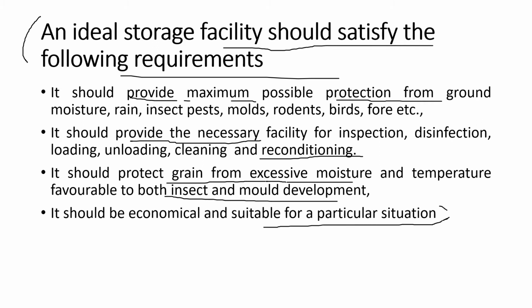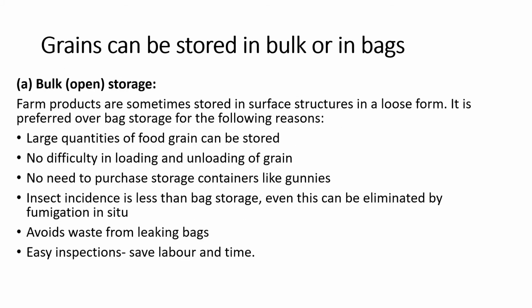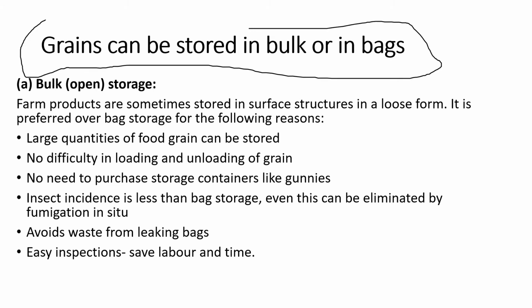So these are some of the main reasons. These are very common reasons that you might be familiar with, and they can be avoided with a proper storage system. With this, let's talk about some of the methods by which the processes can be carried out. Grains can be stored in bulk or in bags. There are different sorts of bags in which grains can be stored. Talking about one of them, bulk open storage.